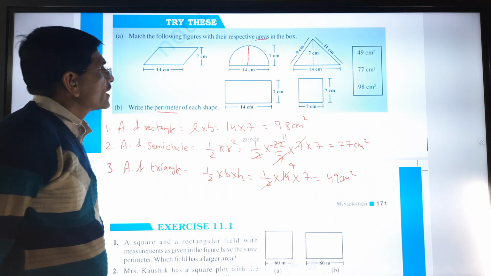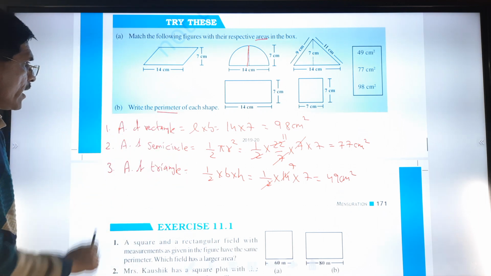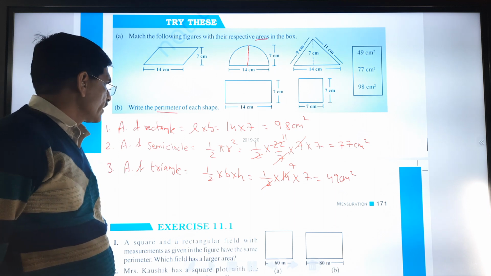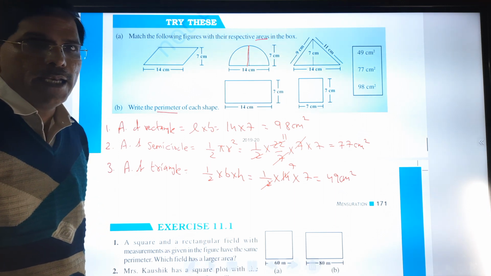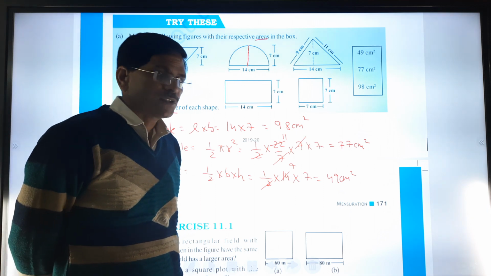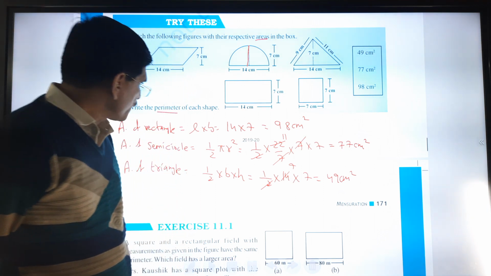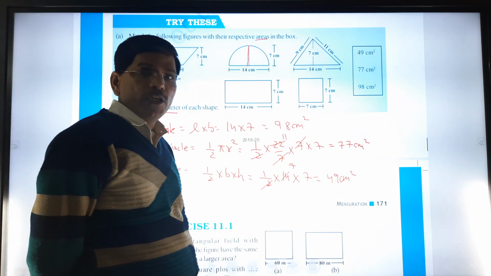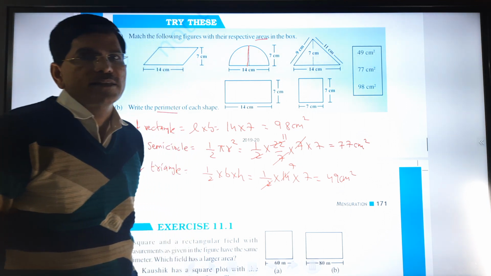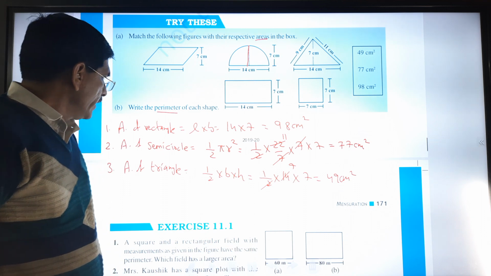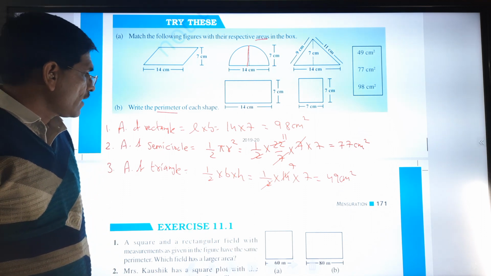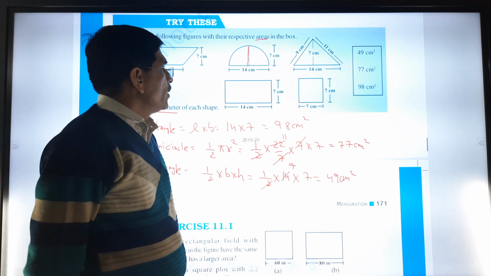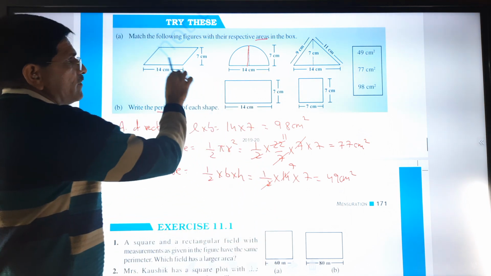See now, match the following figures with the respective areas in the board. So I have already cleared area of rectangle, area of semicircle, area of triangle. Area of rectangle L into B, that is 14 into 7, 98. Area of semicircle half pi r square, value of pi is 22 by 7. And area of triangle, that is half into base into height. Clear everyone?